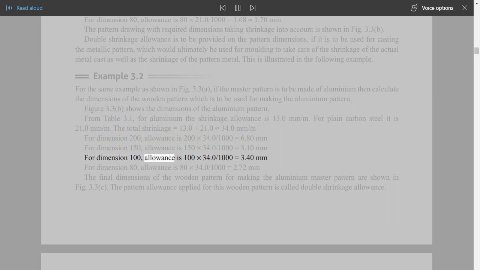For dimension 100, allowance is 100 × 34.0 divided by 1000, equal to 3.40 mm. For dimension 80, allowance is 80 × 34.0 divided by 1000, equal to 2.72 mm. The final dimensions of the wooden pattern for making the aluminium master pattern are shown in Fig. 3.3c. The pattern allowance applied for this wooden pattern is called double shrinkage allowance.